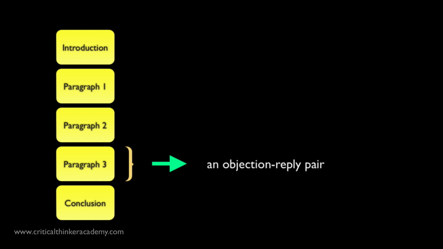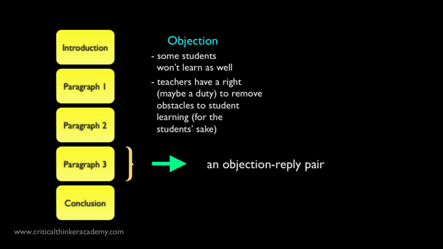The third paragraph is interesting in that it doesn't really present a third argument as such. Rather, it presents an objection to the main conclusion and offers a reply to that objection. Once we did some argument reconstruction, we saw that the objection was that some students who use laptops in class are going to be distracted, won't learn as well, and teachers have a right, maybe a duty, to set policies that remove obstacles to learning, and therefore they have a right to ban laptops from the classroom, for the sake of those students who just can't help but be distracted by the presence of their laptops.